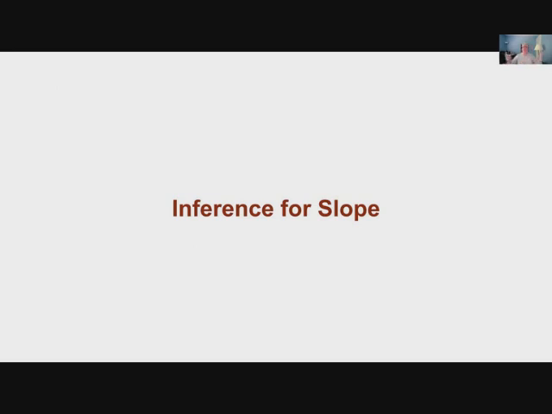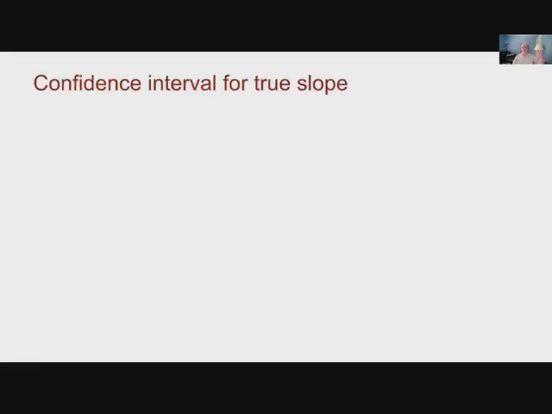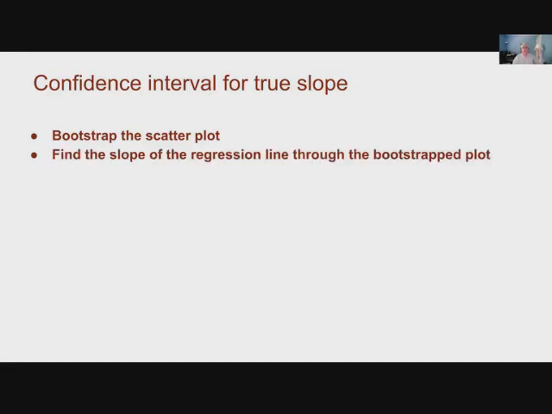Okay. So we looked at variability of our predictions. We can actually do the same thing for the slope. We can do some inference for the slope, and we can generate confidence intervals on how well our regression captured what we believe is the true slope. Again, we're going to stay right with our playbook. We're going to bootstrap the scatter plot. We're going to find the slope through our bootstrap and lather, rinse, repeat.